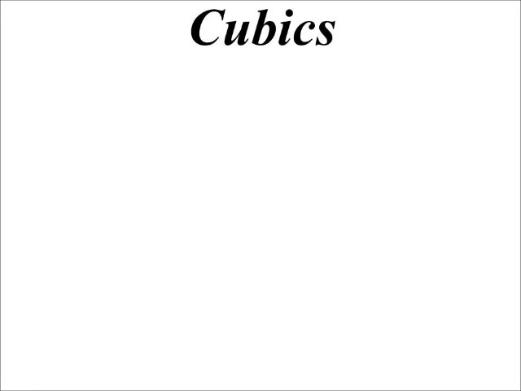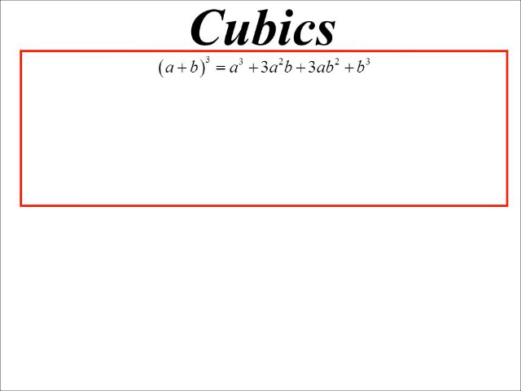So let's actually have a look at the pattern for cubics. So the perfect cube: a cubed, 3a squared b, 3ab squared, b cubed. The powers of a are going down by 1, the powers of b are going up by 1. The two powers always add up to be 3. And the coefficient of the pattern is 1, 3, 3, 1.